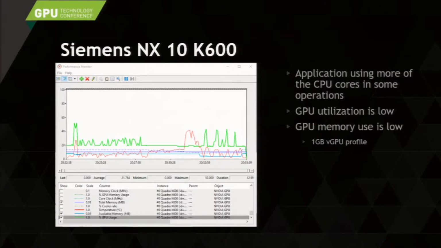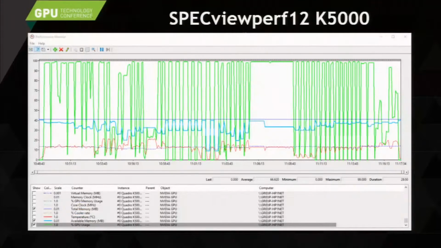So this is roughly the same operations, but with the K600. Again, this is a sketching operation. You can see the overall GPU utilization is a little bit higher. And then this is where the large assembly is loaded. And you can see that the GPU is stressed a little bit more than on the K5000. So that's precisely looking at applications to see how they actually use the CPU, GPU, memory, and frame buffer.